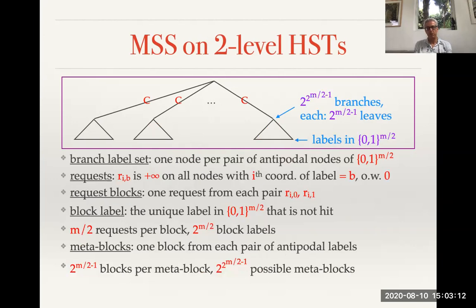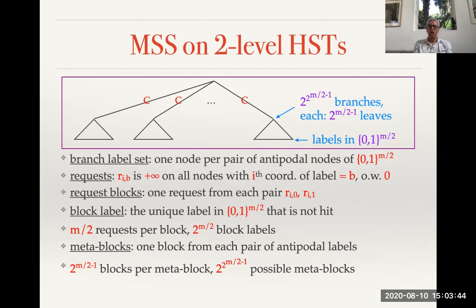Here it will be a randomized lower bound on two-level HSTs. So we'll show a particular two-level HST and a particular collection of requests that forces a lower bound that is exponential in n. Now the HST will be composed of 2 to the 2 to the m over 2 minus 1 branches. So double exponential in m number of branches.